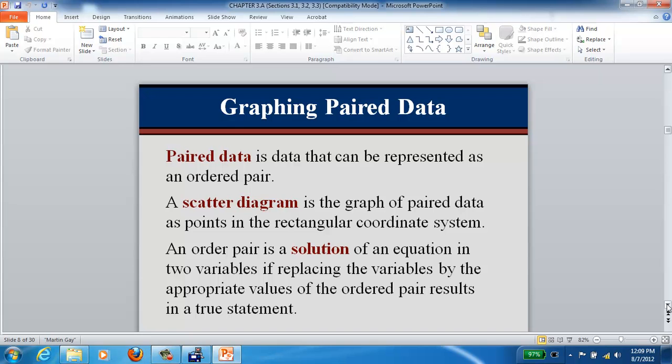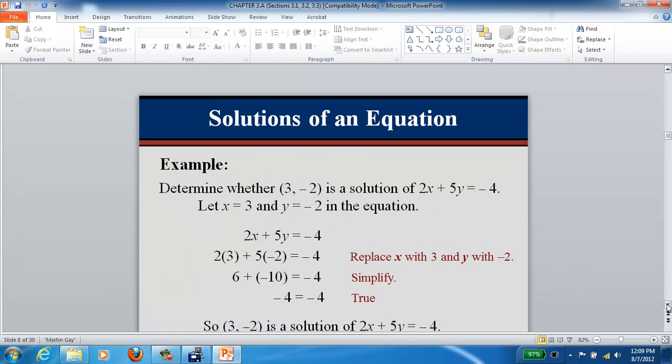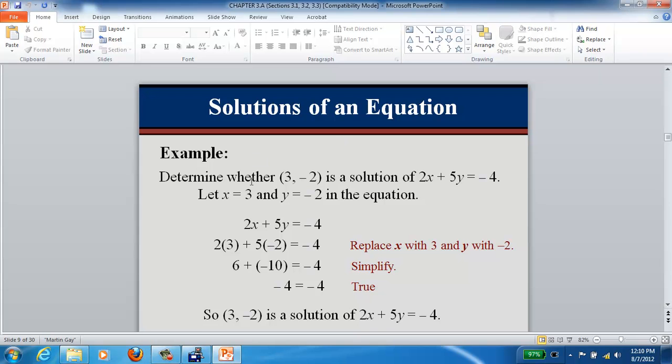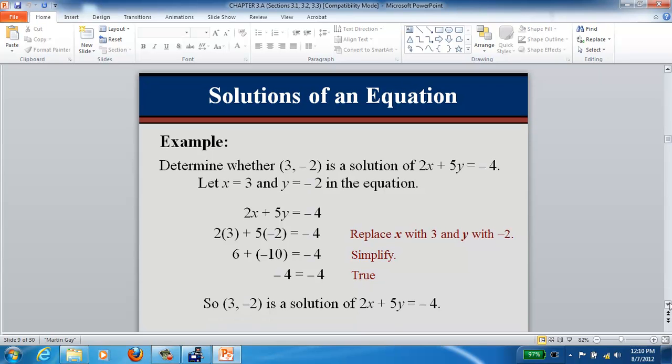Graphing paired data. Paired data is data that can be presented as an ordered pair. The scatter diagram is the graph of the ordered pairs, and a solution is an ordered pair of the equation. Determine whether (3, -2) is a solution to the given equation. You first substitute 3 for x and -2 for y, and see if the equation is true. If it is, the point is a solution to the equation.